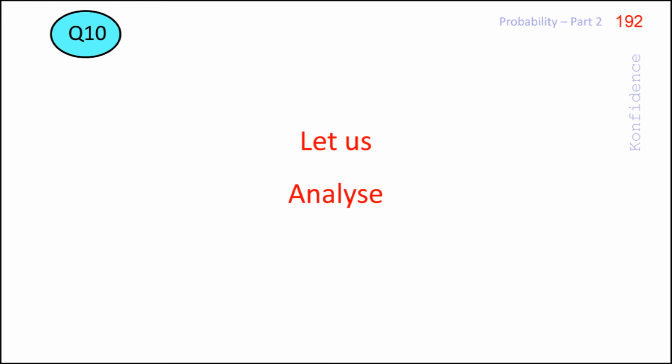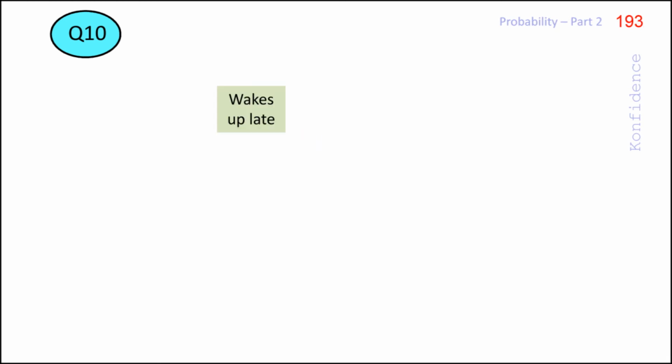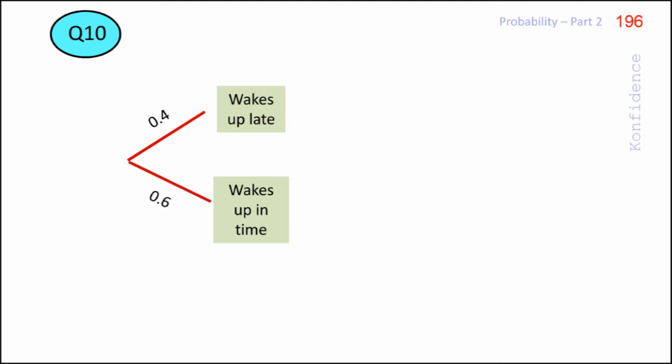It is given that on a working day, she wakes up later than planned on 4 out of 10 occasions. So, the probability that she wakes up late on a working day is 4 divided by 10, which is 0.4. That means the probability that she wakes up in time will be 1 minus 0.4 or 0.6. We can indicate these in the tree diagram as shown in the slide.